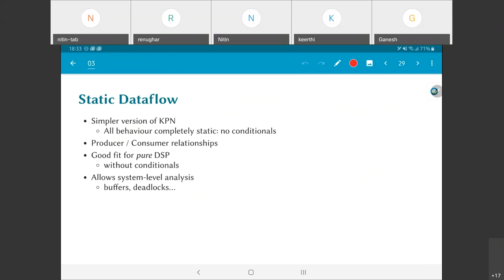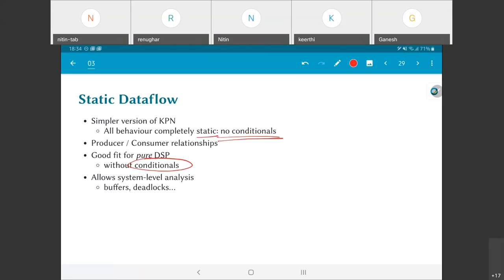What we are particularly interested in is a simpler version of the Khan process network, which is sometimes called static data flow. Now, in data flow, I do not have the conditional behavior that I talked about earlier. I assume that there are basically no conditionals present anywhere in the logic. All the behavior is completely static, meaning that it is known ahead of time.